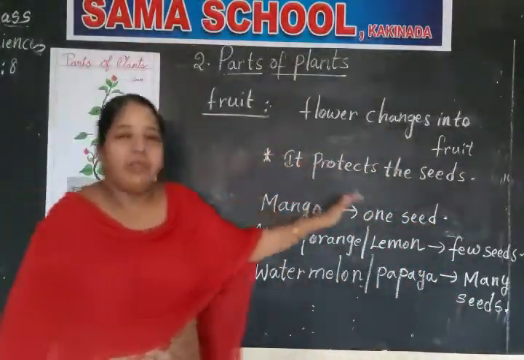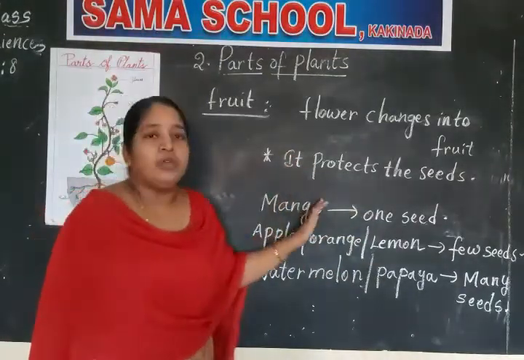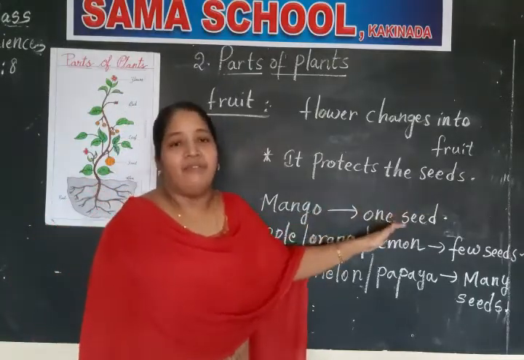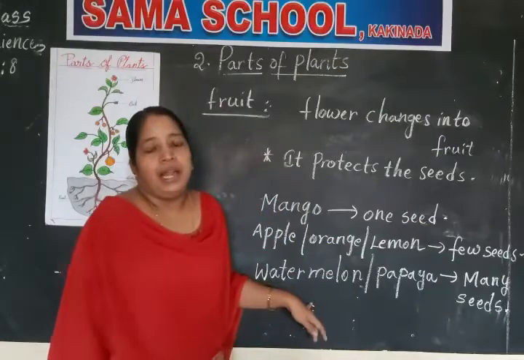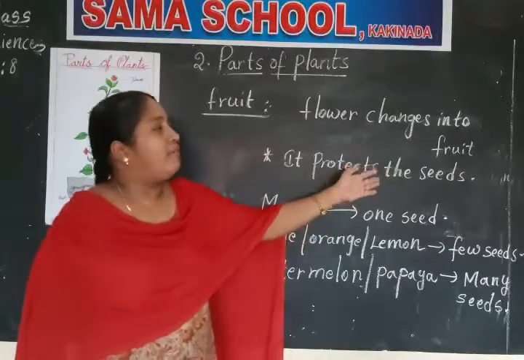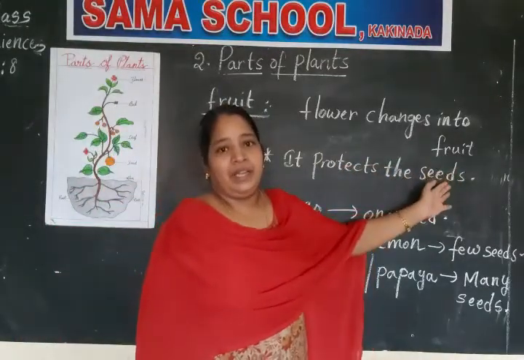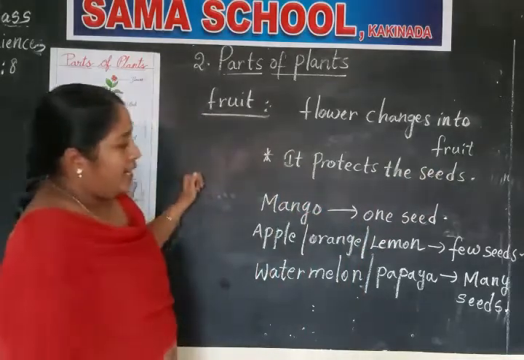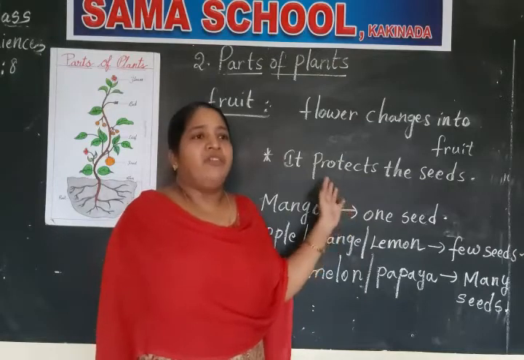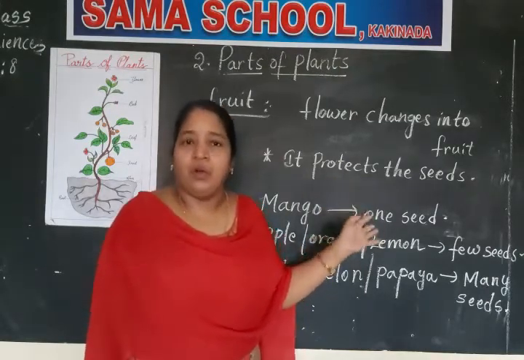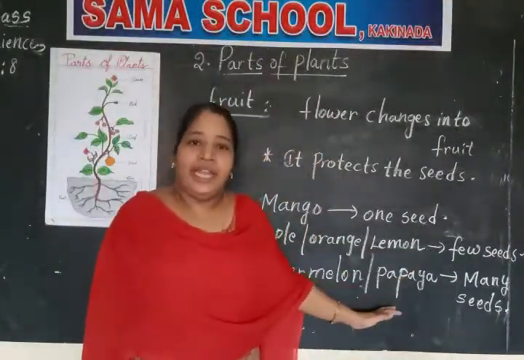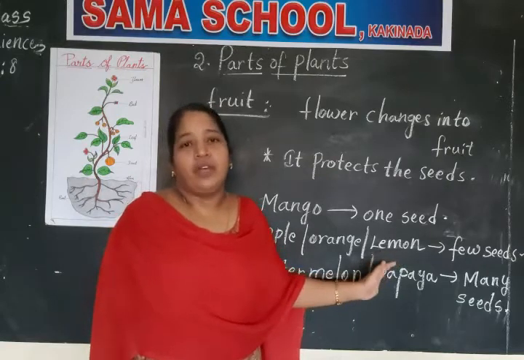Clear, children? That means some fruits have only one seed, and some fruits like apple, orange and lemon have few seeds, and some fruits like watermelon and papaya have many seeds. And you all know that from the seeds we will get the baby plant. Clear, children? And these fruits are very healthy for our body. If you eat a fruit every day, like a mango or apple or orange or pineapple or watermelon or papaya, it is very good for our health.